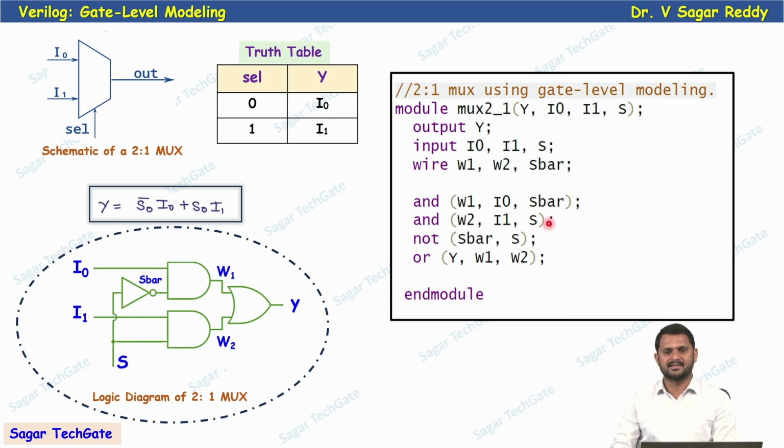So I1 and S, you know that NOT gate. Now we are using an OR gate here. So for the OR gate, the output is Y, having two inputs W1 and W2. Like that, by instantiating these two AND gates, one NOT gate and one OR gate, we describe the 2:1 mux using gate level modeling. I hope you understand, okay?